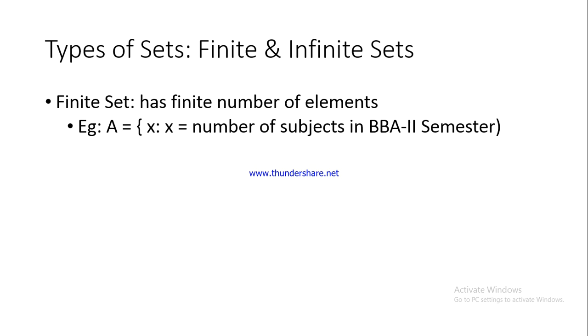Let us have a look at one example. A is equal to {x such that x is the number of subjects in BBA second semester}. So how many subjects are there? There are 6 subjects. So this is a finite number, and that is why this is a finite set. Or let's say the number of boys in the BA third year. Again, this would be a finite number, and that is why these would be finite sets.